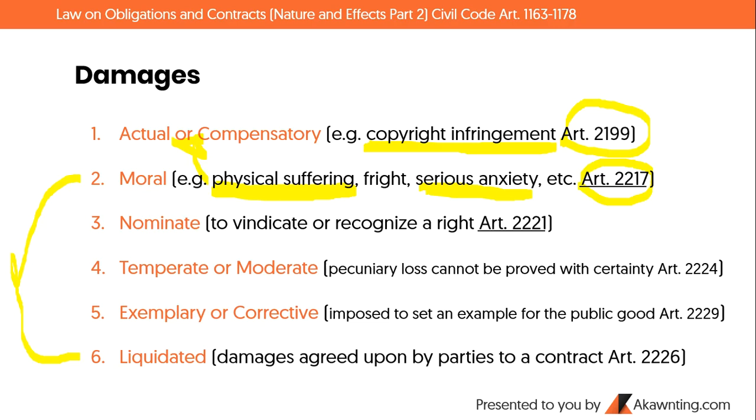So, number 4, temperate or moderate damages. Okay, so in number 4, may mga certain instances kasi na we are sure that there is a pecuniary loss, but we cannot prove with certainty the amount. Okay, the amount of that certain damages. So, usually si court, nag-grant na lang siya, which is usually lower than actual or compensatory damages but higher than the amount granted in nominal damage, but nominate to.